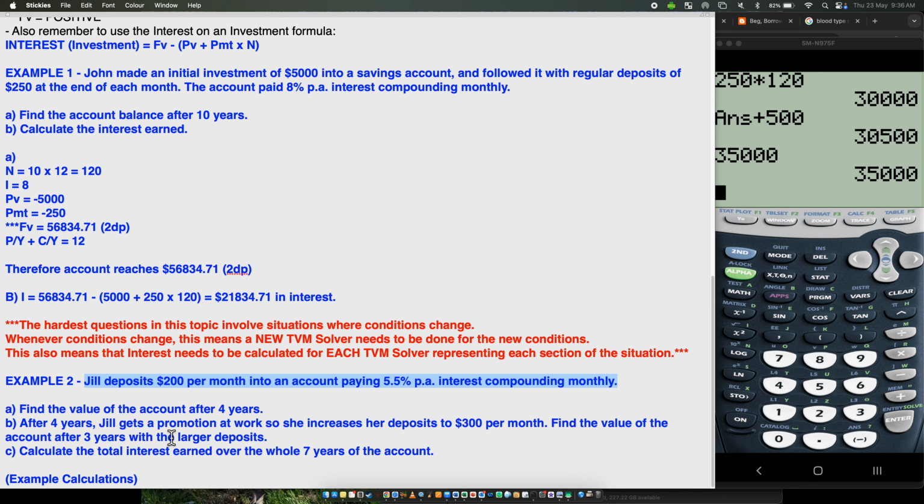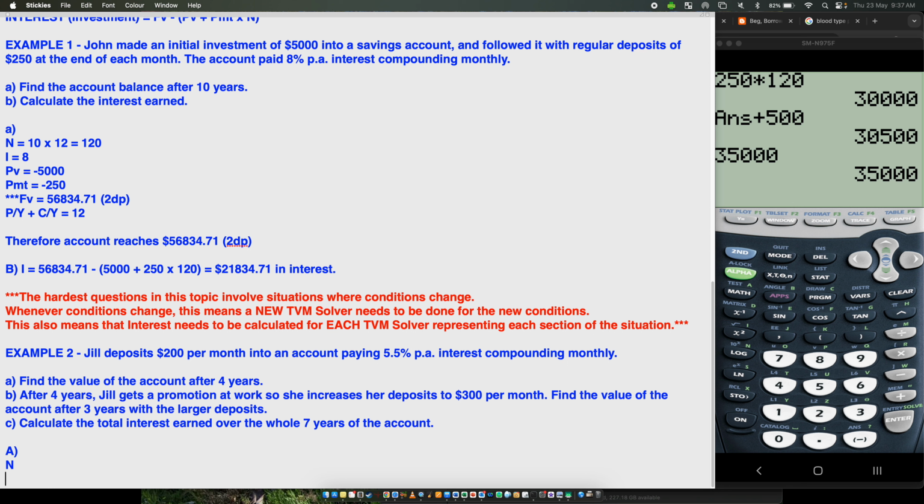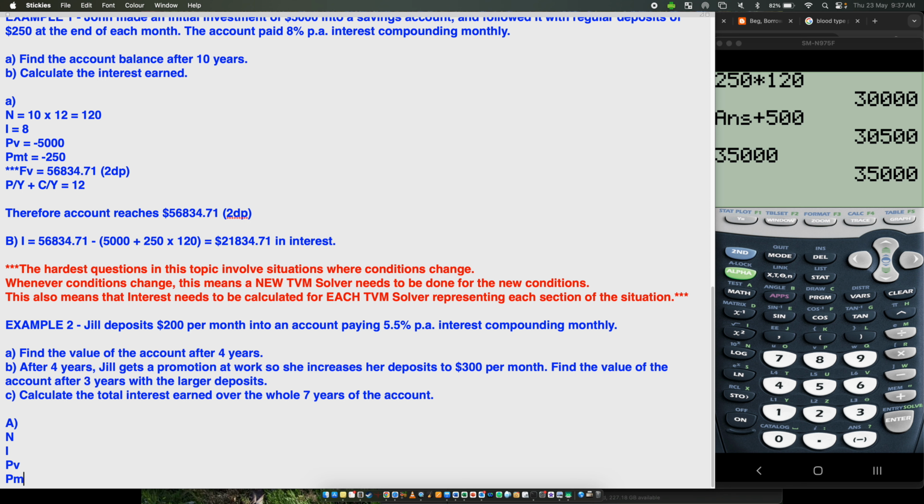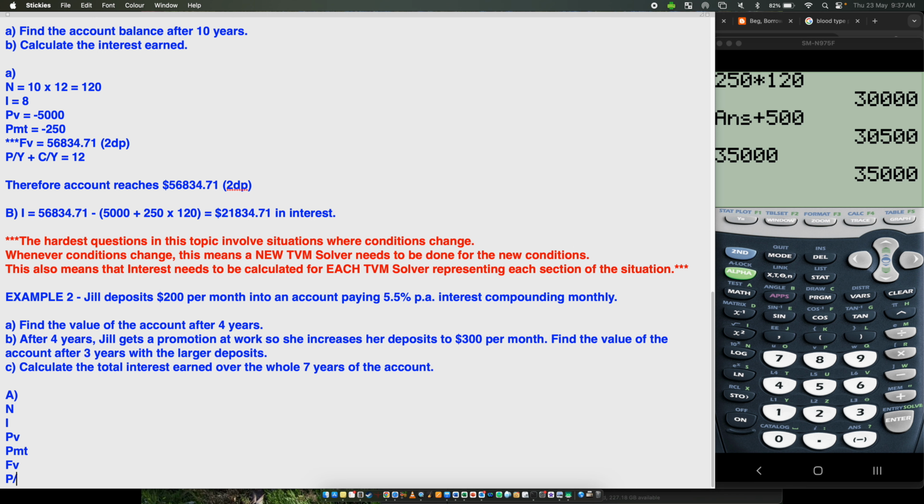No, she's just starting off with nothing. A, find the value of the account after 4 years. So we'll do A straight away. TVM solver questions. So N, I, PV, PMT, FV, PY, and CY.